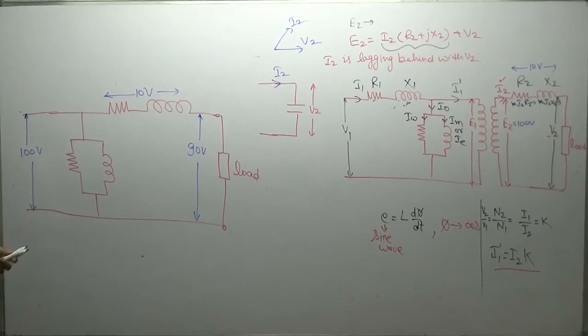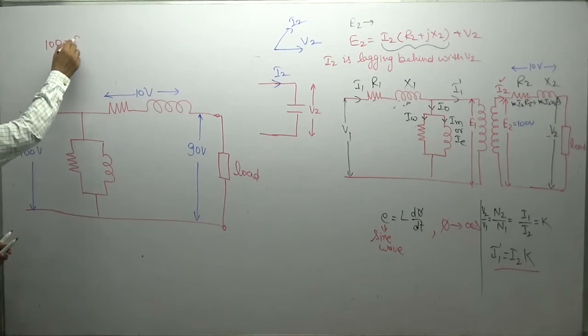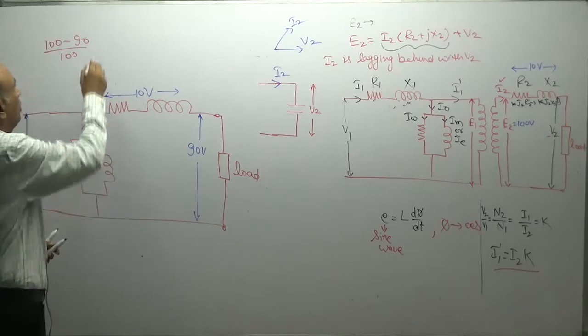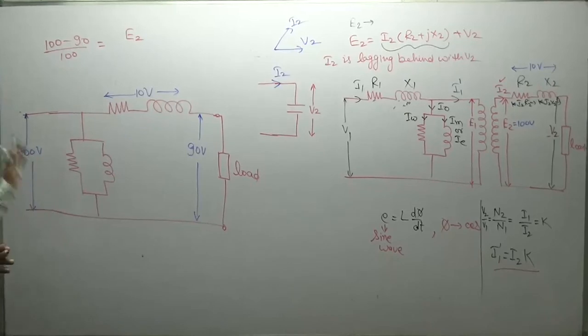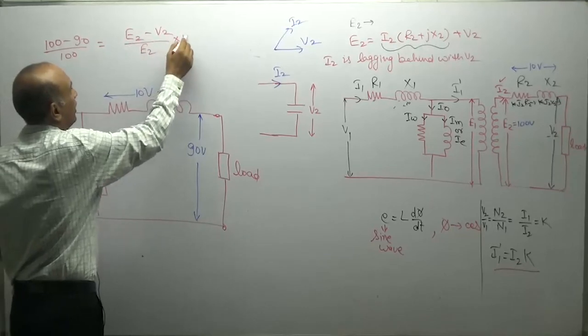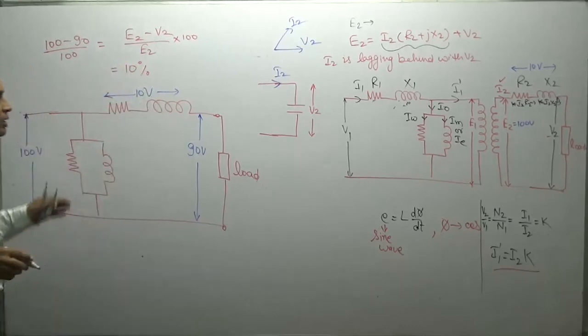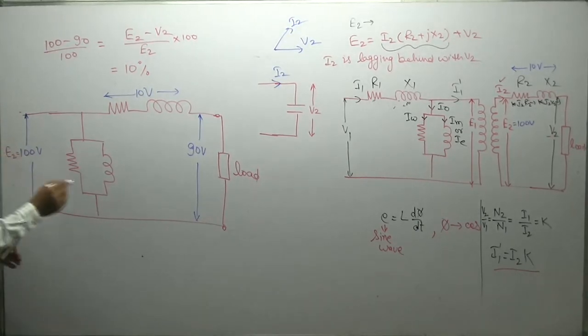Okay, how do you get the voltage regulation? It is 100 minus 90 upon 100. Or you can say, suppose it is a vector equivalent circuit of the secondary side, then it is E2 minus V2 upon E2 into 100. So it is 10%. It is the equivalent circuit of the transformer as referred to the secondary side. So suppose it is E2, it is V2.